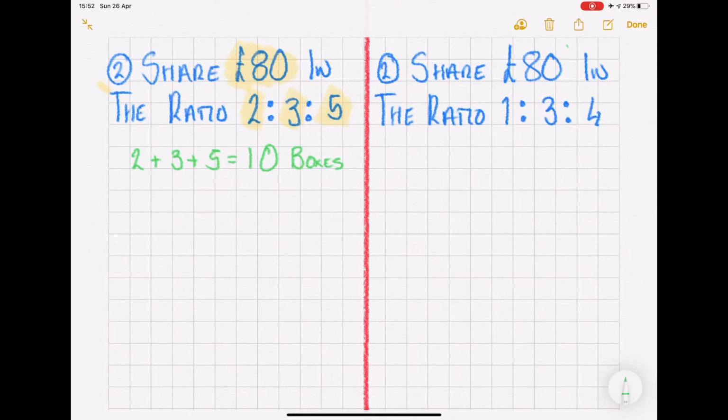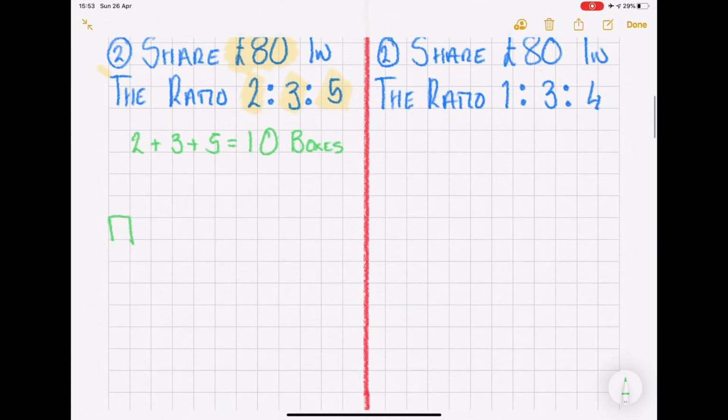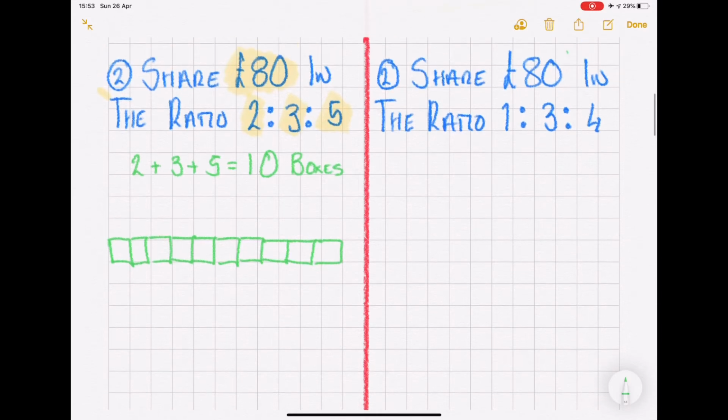Now, next step, let's draw out our number of boxes. So 1, 2, 3, 4, 5, 6, 7, 8, 9, 10. Fantastic. And we're going to say all those 10 boxes added together have a worth of £80, because that's how much we're sharing.